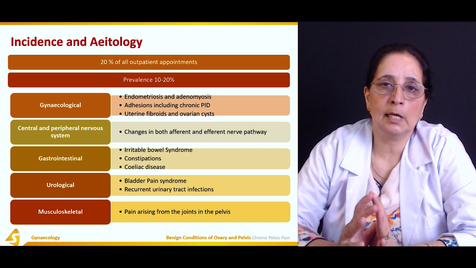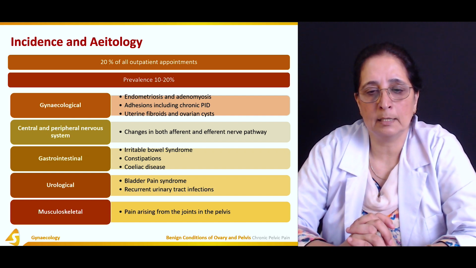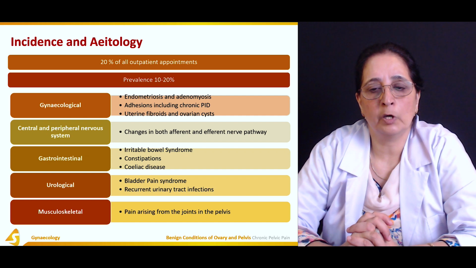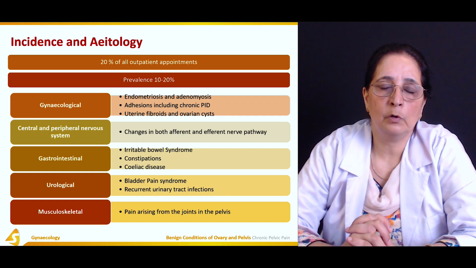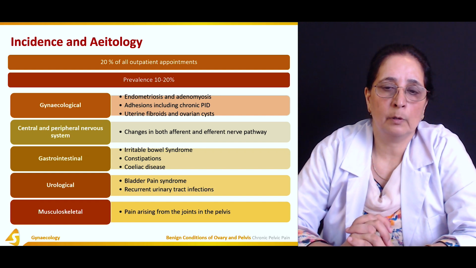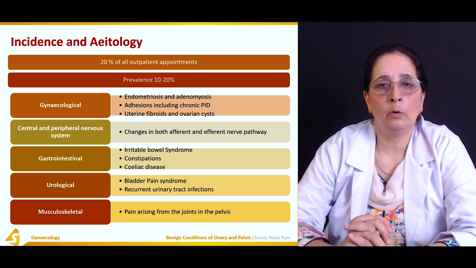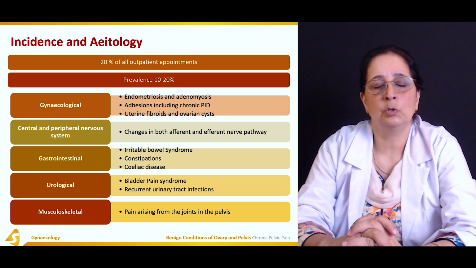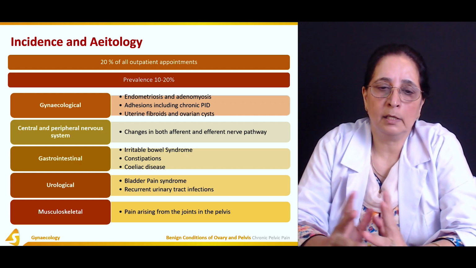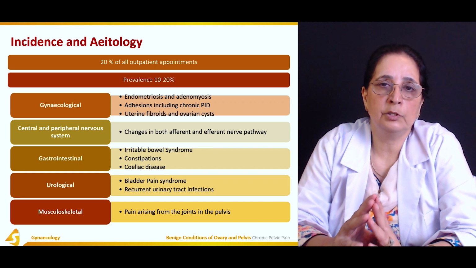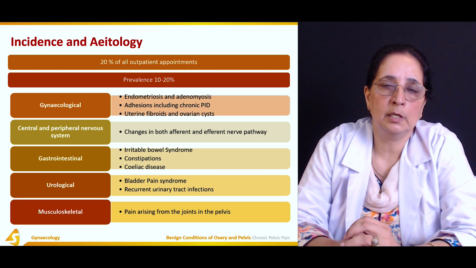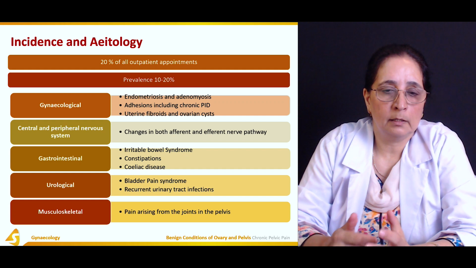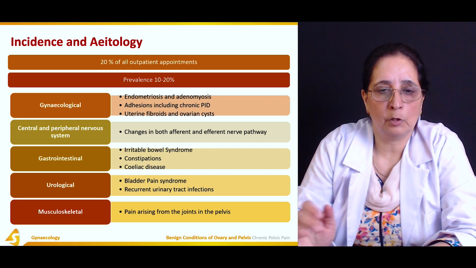Then some musculoskeletal reasons for pain is pain arising from the joints in the pelvis. So these also can lead to radiation of pain from the pelvic bone or hip bone, leading to lower abdominal pain. So not only gynecological causes can lead to pelvic pain, there are others also. Among them, urological problems are very common because UTIs, urinary tract infections, are very common in females, and that can lead to lower abdominal pain.